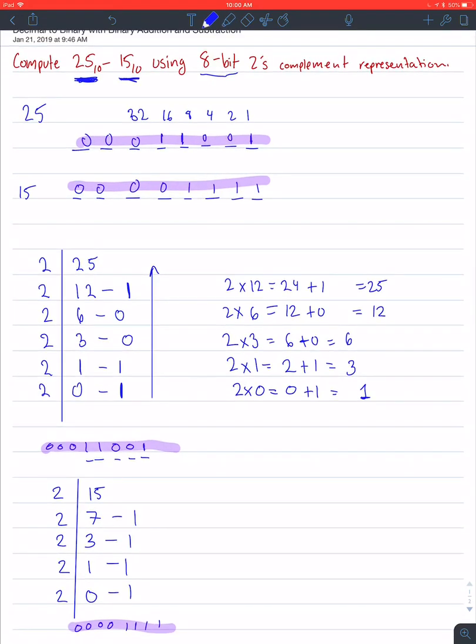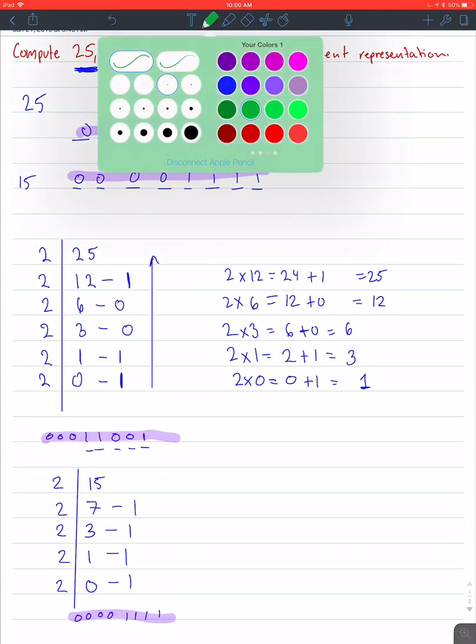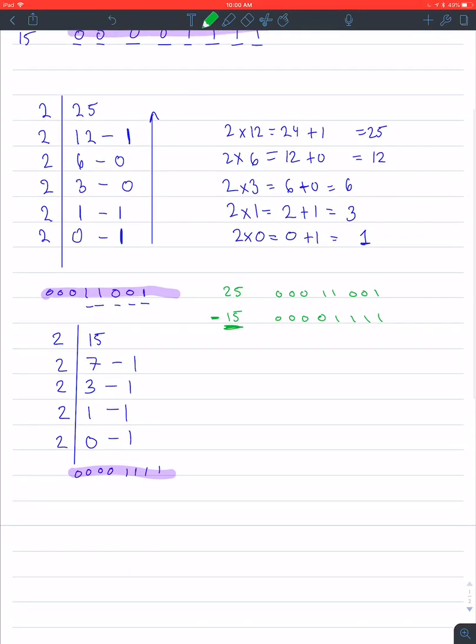So now we have our 25. I'm going to write this in a different color. So our 25 here is 0, 0, 0, 1, 1, 0, 0, 1. And then our 15 is 0, 0, 0, 0, 1, 1, 1, 1. They want it in 2's complement representation. So this 15 here, we need to get it into a negative 15. To do that, you take 2's complement.